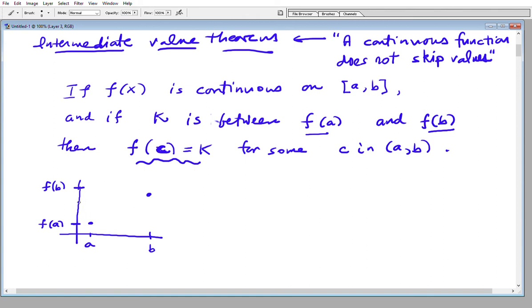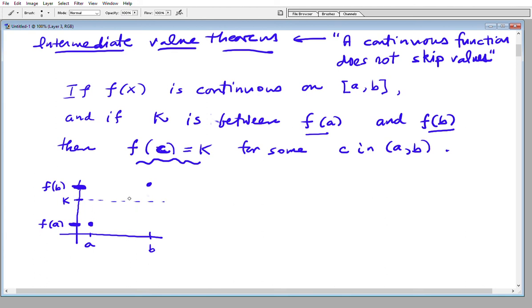Like, let's say we pick K. Let's say K is here. If I'm going to draw something from here, let me draw this. I didn't draw this far enough up. This is up at f of b. So it starts off at this level, f of a. It ends up at this level, f of b. All right, and if I'm drawing the function going from here to here, this is level K.